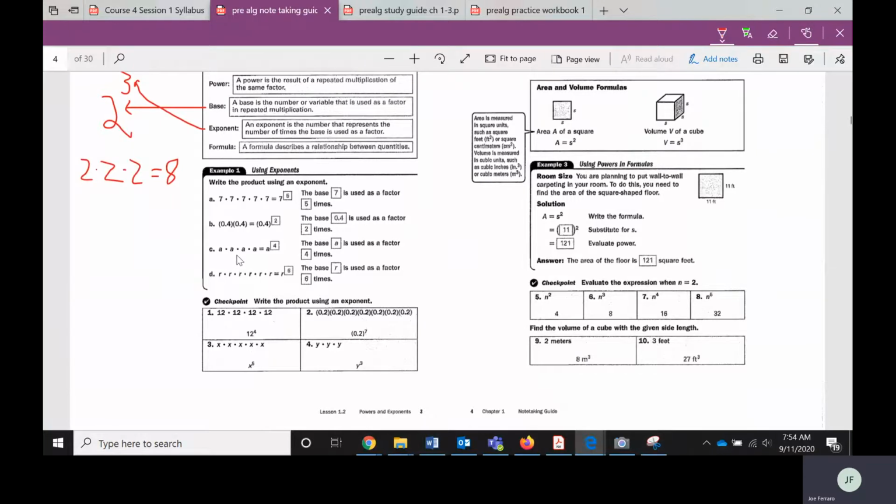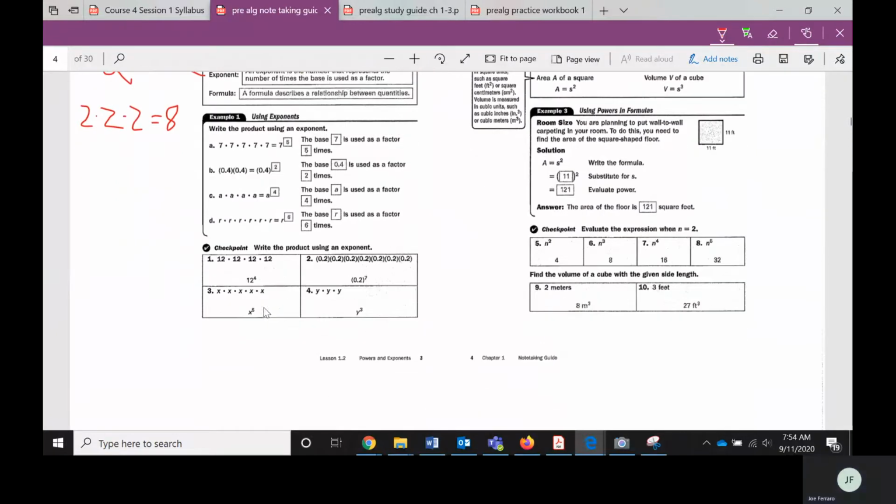A is your base, because that's what's being multiplied, and there's 1, 2, 3, 4 of them. So it's A to the 4th. And then again, R is being multiplied, that's the base, there's 6 of them. So you have R to the 6th. Okay, so these were just examples.